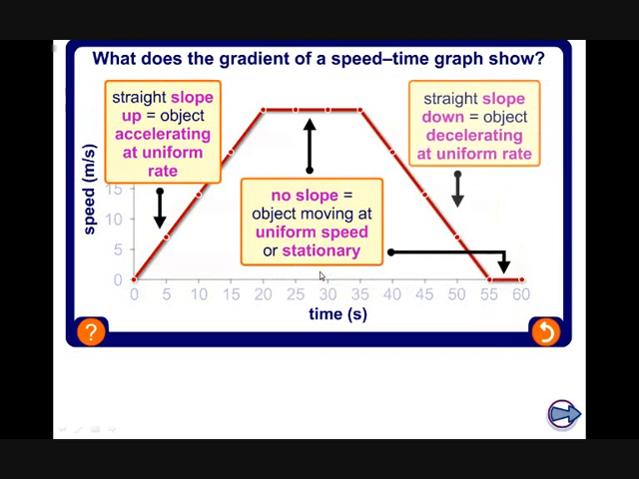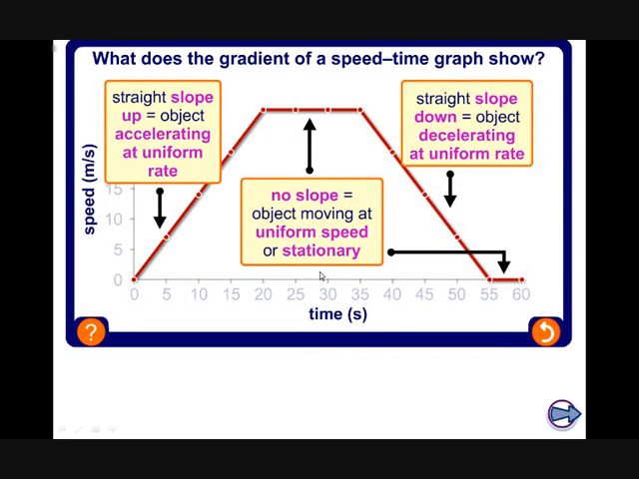We've just put some labels on, just to confirm it. So the straight slope up, accelerating at a uniform rate; no slope or flat, the speed is constant; straight slope down, the object is decelerating.